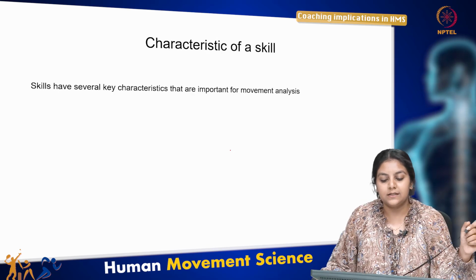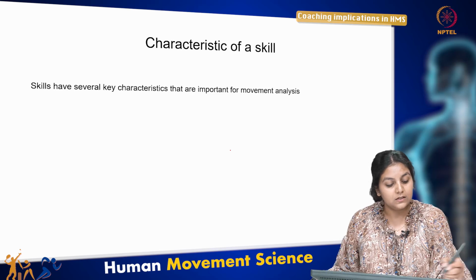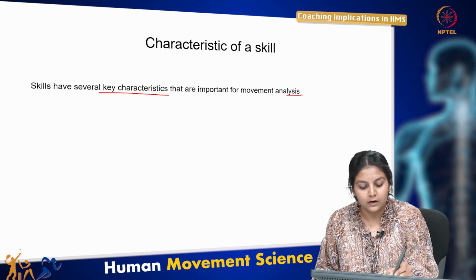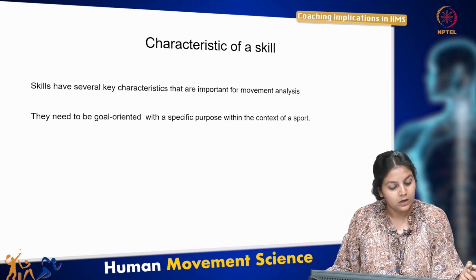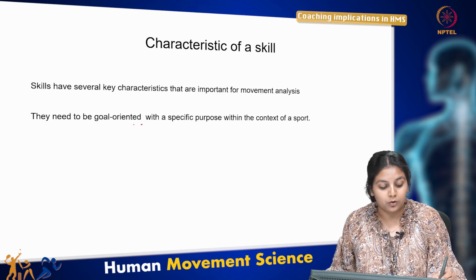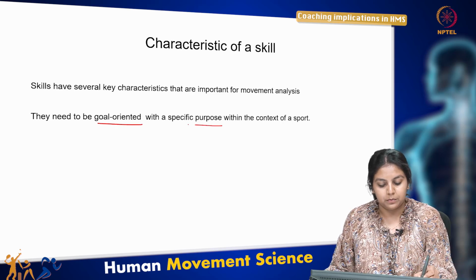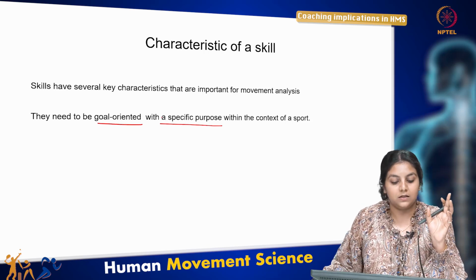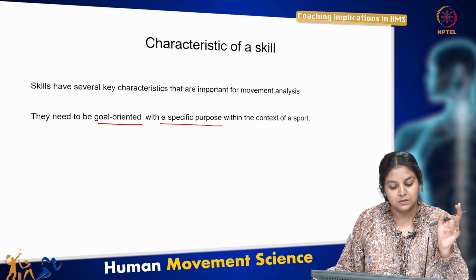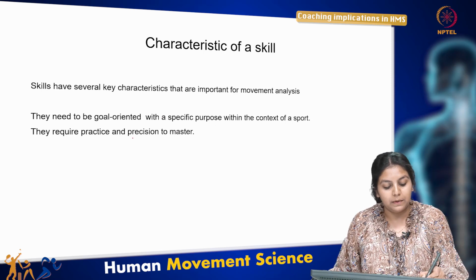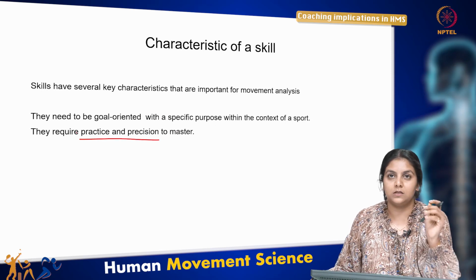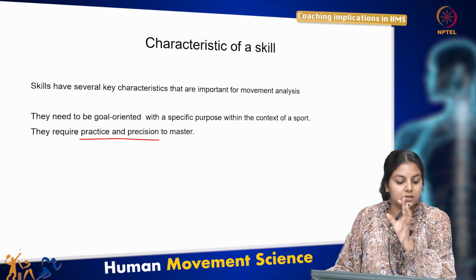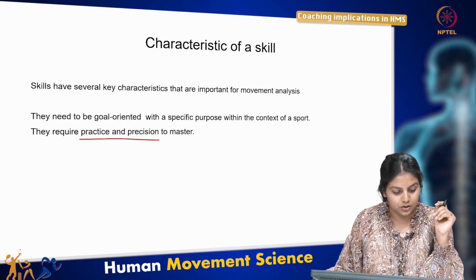So let's look at the characteristics of a skill. Skills have several key characteristics that are extremely important for movement analysis. Let's look at a few of them. They need to be goal oriented with a specific purpose within the context of a sport. So it's very important that when you're doing movement analysis, you start with a goal in mind that has a specific purpose. They require practice and precision to master. Initially the athlete learns the skill, and then in order to master it requires practice and precision.